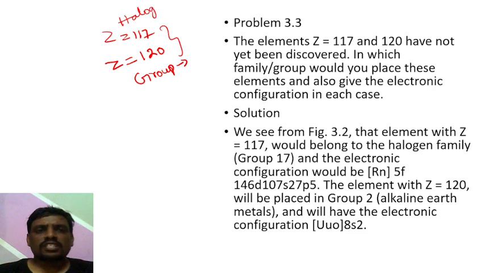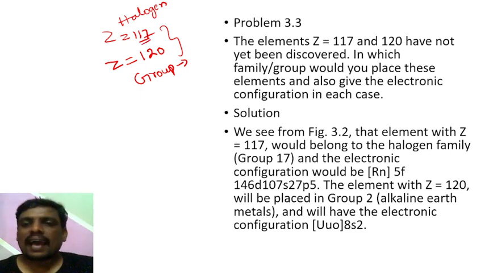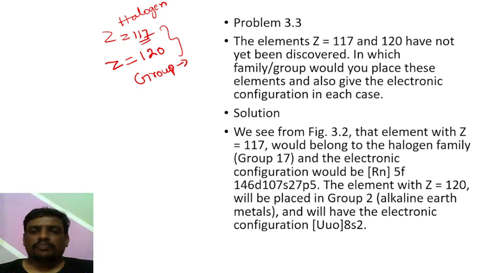Up to 116 we have seen so far. After 116, starting with 117, it will be, or up to 116 it is the halogen family. Okay, with Z equal to 117, now group 17, I can place this element in group 17.